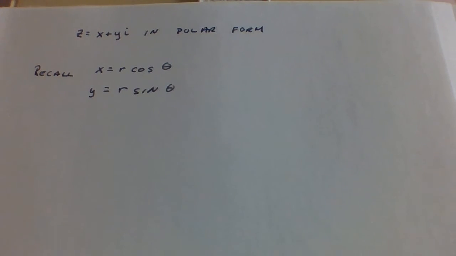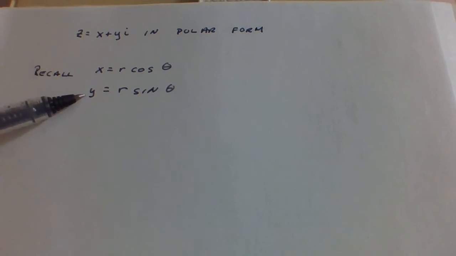Let's talk about some notation if we want to write z, which is x plus yi, in polar form. Keep in mind, polar form means we're going to have r and theta in place of those x and y values. So recall from an earlier section, x was equal to r cosine theta, and y is equal to r sine theta. And we're going to use this to rewrite z.